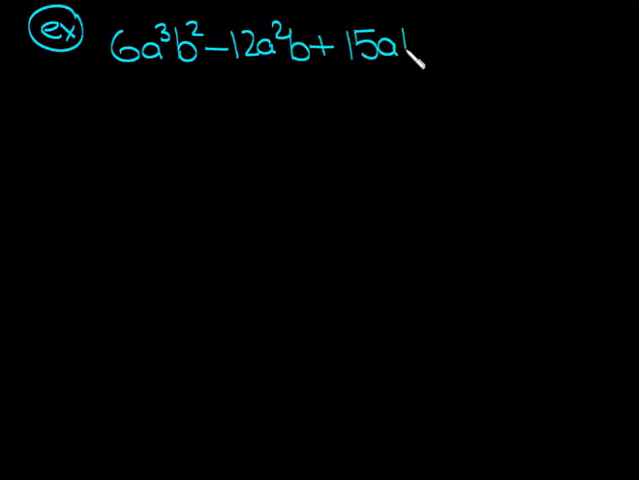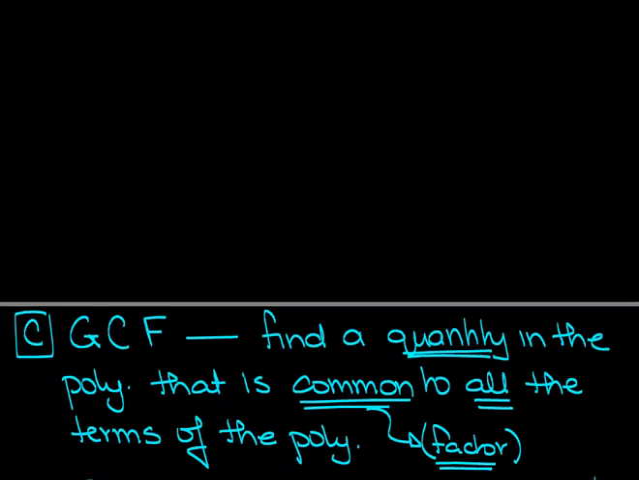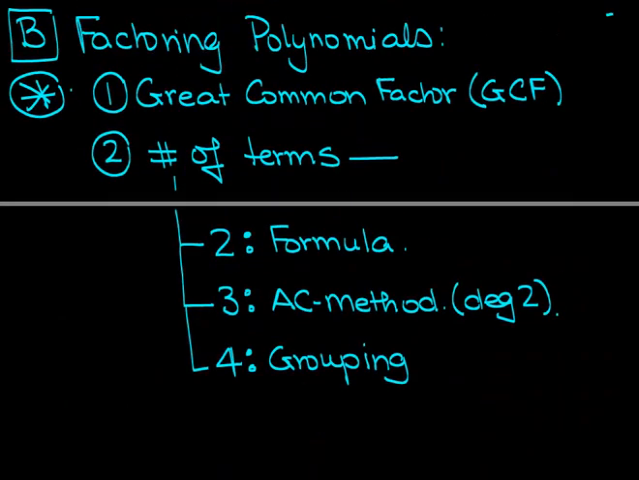So let's say I have 6a cubed b squared minus 12a squared b plus 15ab cubed, and they want me to factor this. Anytime they want you to factor something, remember those steps I just gave you? You need to go through those steps in your head mentally every single time. These steps should be, like I said, very important to you. You just need to perform these steps every single time in that order.